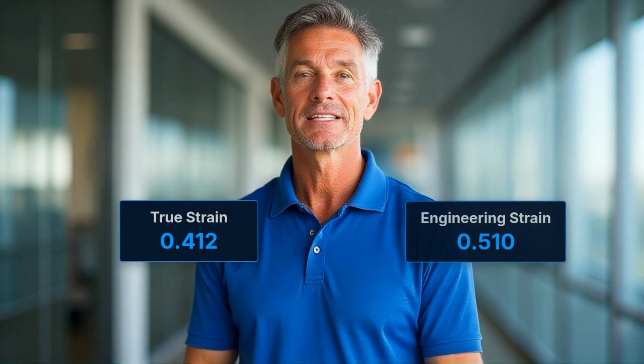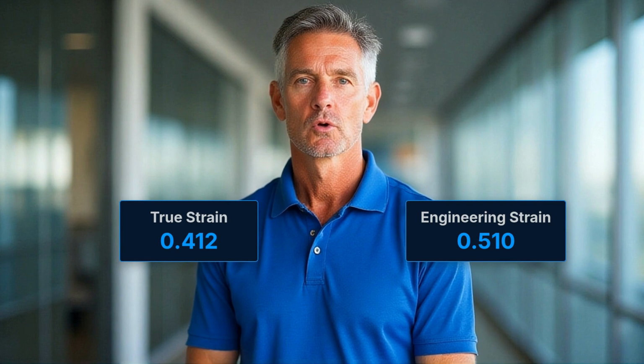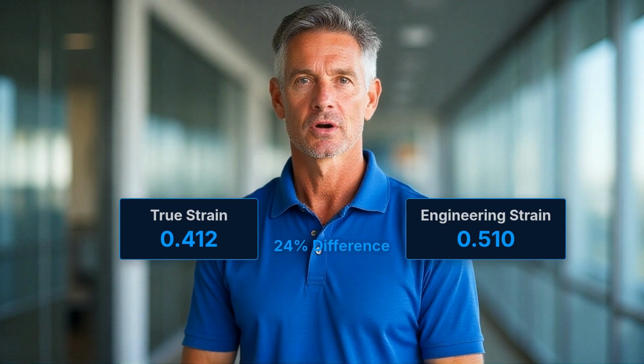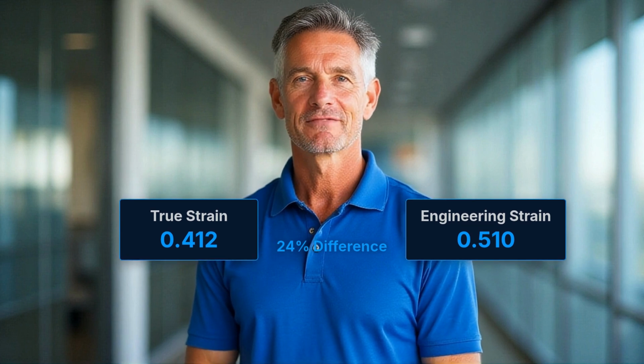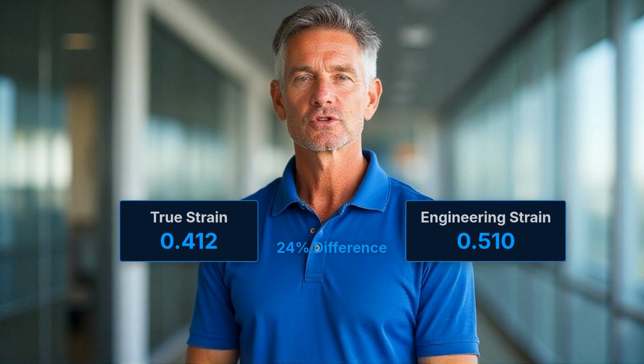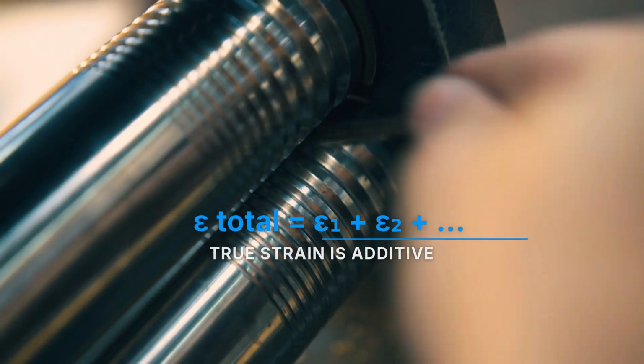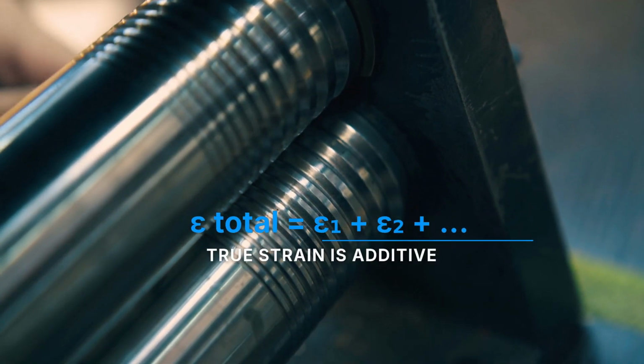These outputs tell us the actual instantaneous strain is 0.412, while the engineering approximation shows 0.510. This 24% difference demonstrates why true strain is crucial for large deformations. Remember, true strain is additive for sequential deformations, while engineering strain is not.